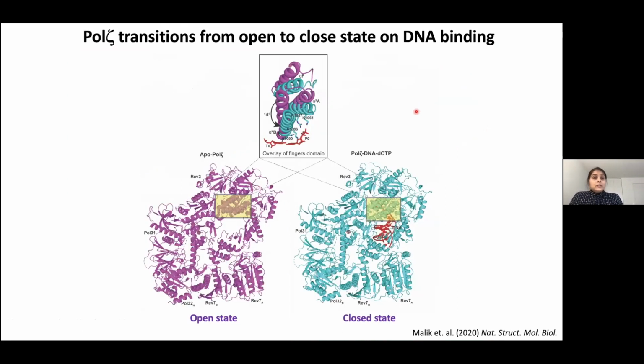So we also had this Apo structure, and we wanted to compare it with our ternary complex structure. The main difference we found was these fingers domain, which in the case of the Apo form have moved almost 15 degrees outwards in comparison to the ternary complex. And so we think that the opening and closing of the fingers augments Pol Z's fidelity for the nucleotide incorporation step.